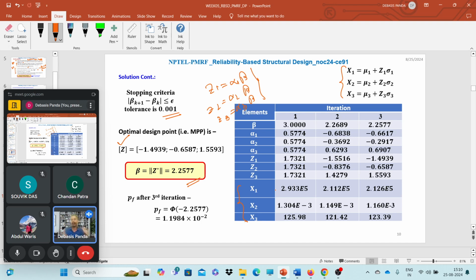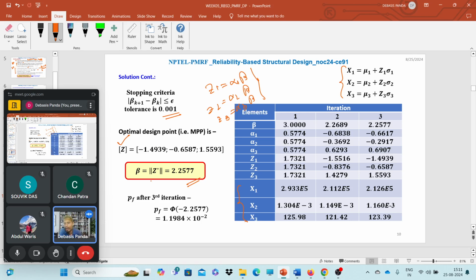So that's how the Rackwitz algorithm solves the first order reliability problem, or more specifically, the uncorrelated and normal case, where our limit state function contains only normal random variables and no correlation was there.